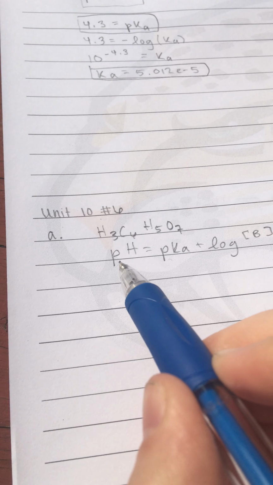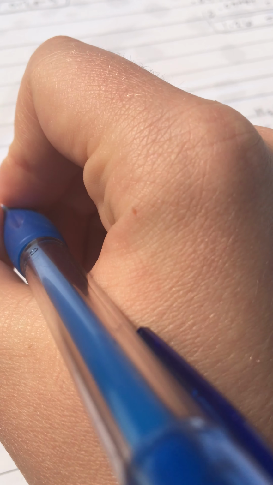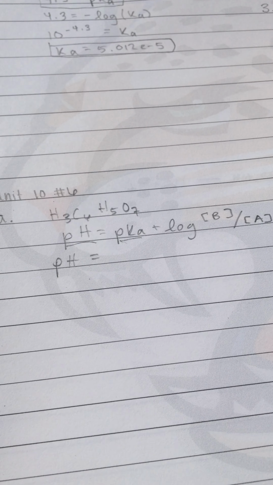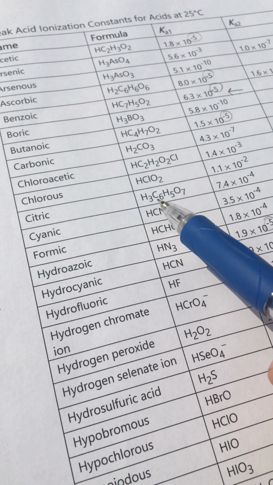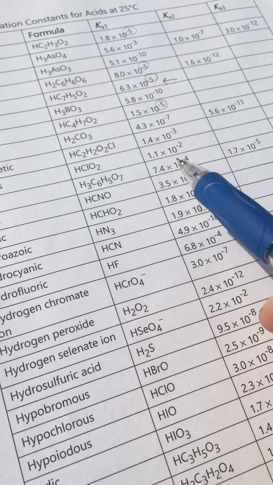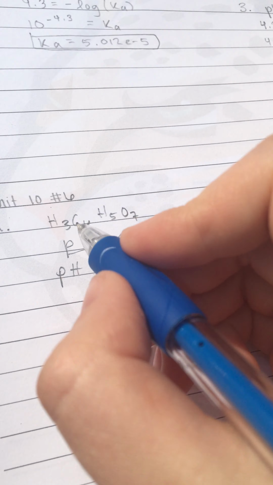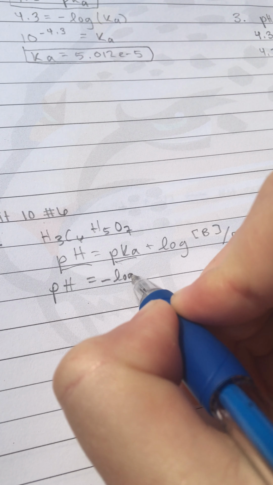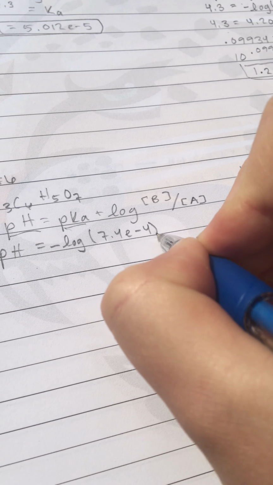So it's asking us for the pH. We know pKa because we know we have citric acid. So over here, citric acid Ka1 is what we're working with because we're going from H3 to H2. So 7.4 times 10 to the negative 4th. P is negative log. So negative log of 7.4 times 10 to the negative 4th.